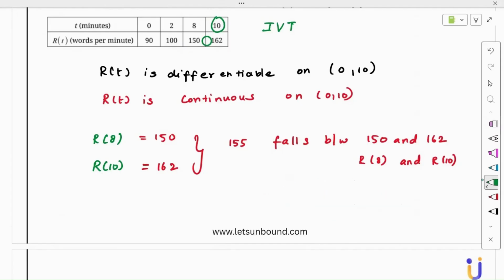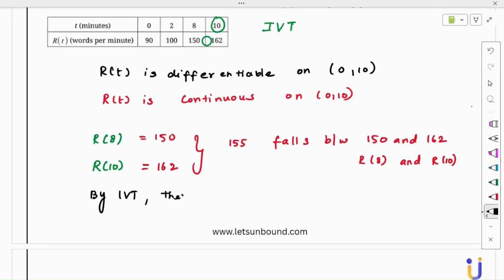For example, let me explain. For 8, I'm reaching 150. Then at 10, I'm going to 162. It's continuous, which means I should cross some value that gives 155. Without crossing 155, can you go to 162? No, right? So this is what IVT helps us with. You have to mention this by IVT.